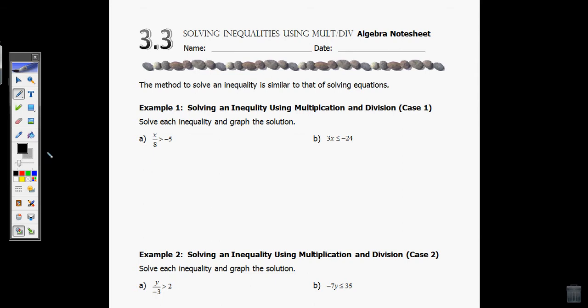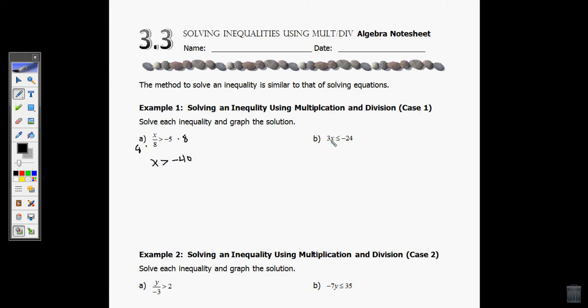Hey. 3.3, solving inequalities using multiplication and division. Again, this does not need to be any different than from doing this with equations. There is going to be a slight change that we'll see a little bit later, but for right now, let's just enjoy the fact that it's the same. I have x divided by 8 in my first example, so what we do is we multiply by 8 on both sides, which makes x greater than negative 40. And it doesn't need to be any more difficult than that.